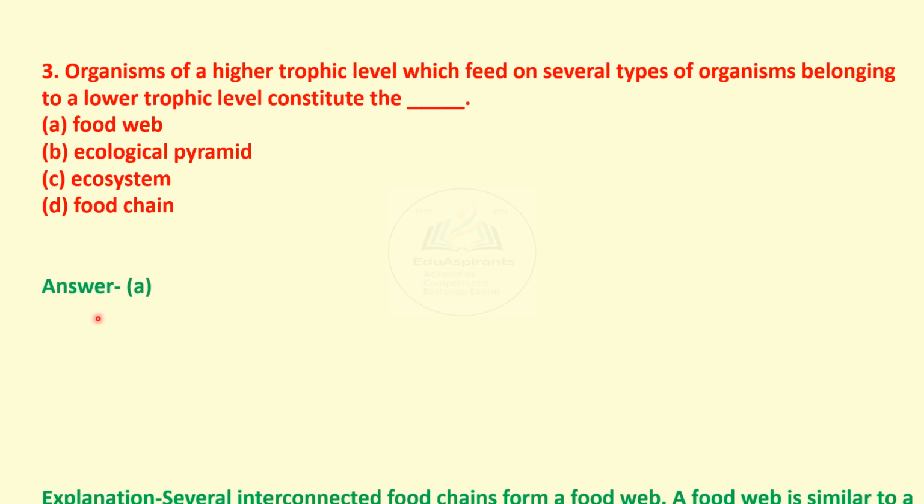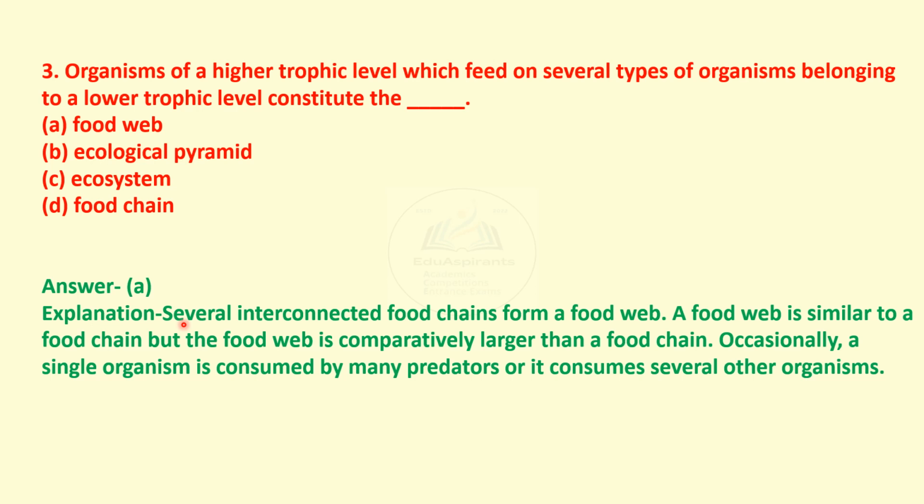Answer is A. Why? Several interconnected food chains form a food web. A food web is similar to a food chain, but the food web is comparatively larger than a food chain. Occasionally, a single organism is consumed by many predators, or it consumes several other organisms.